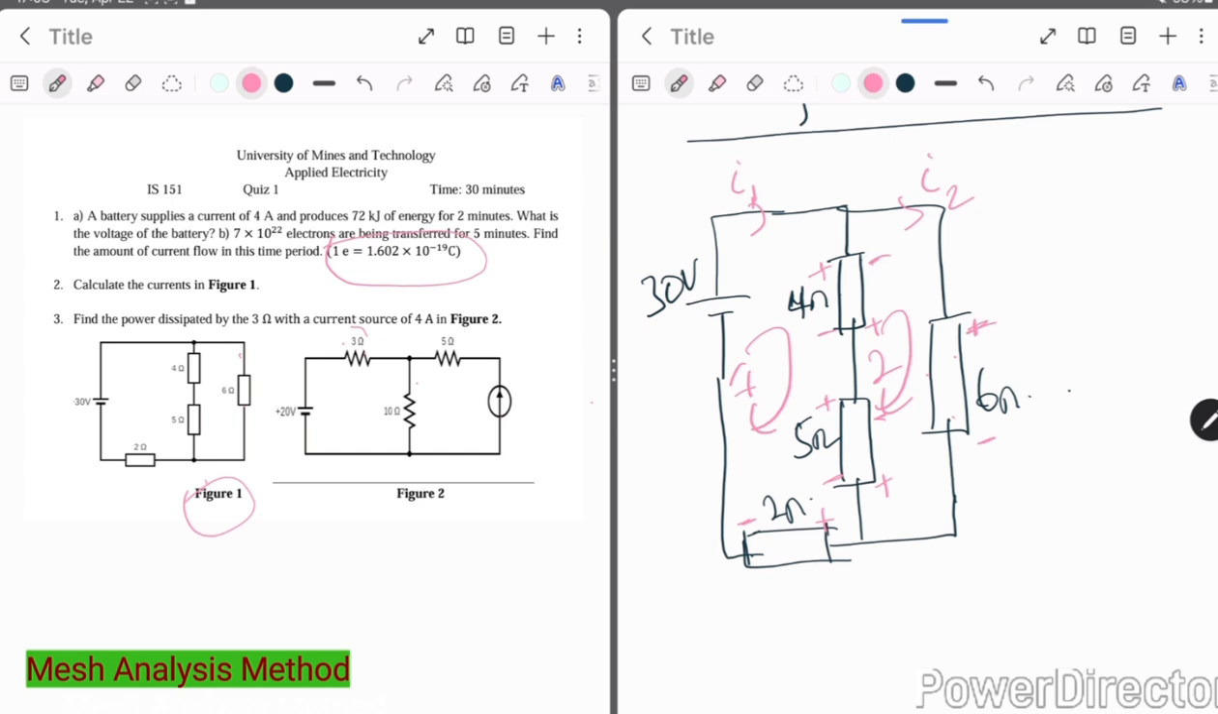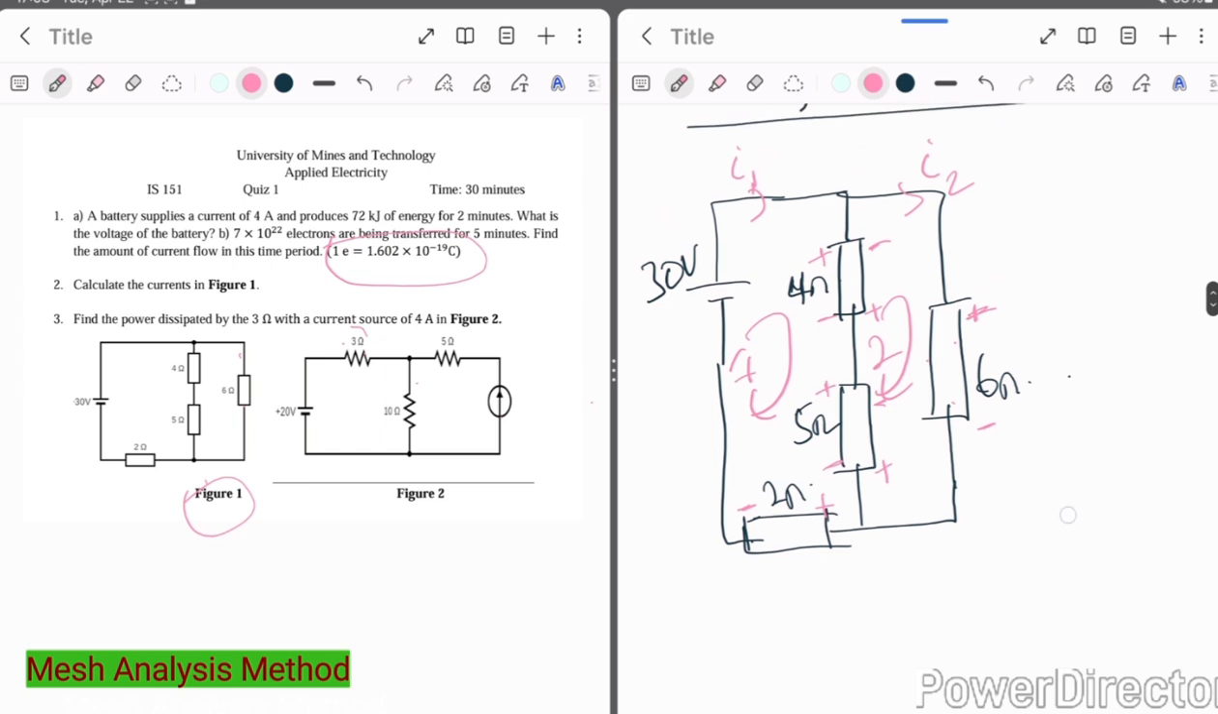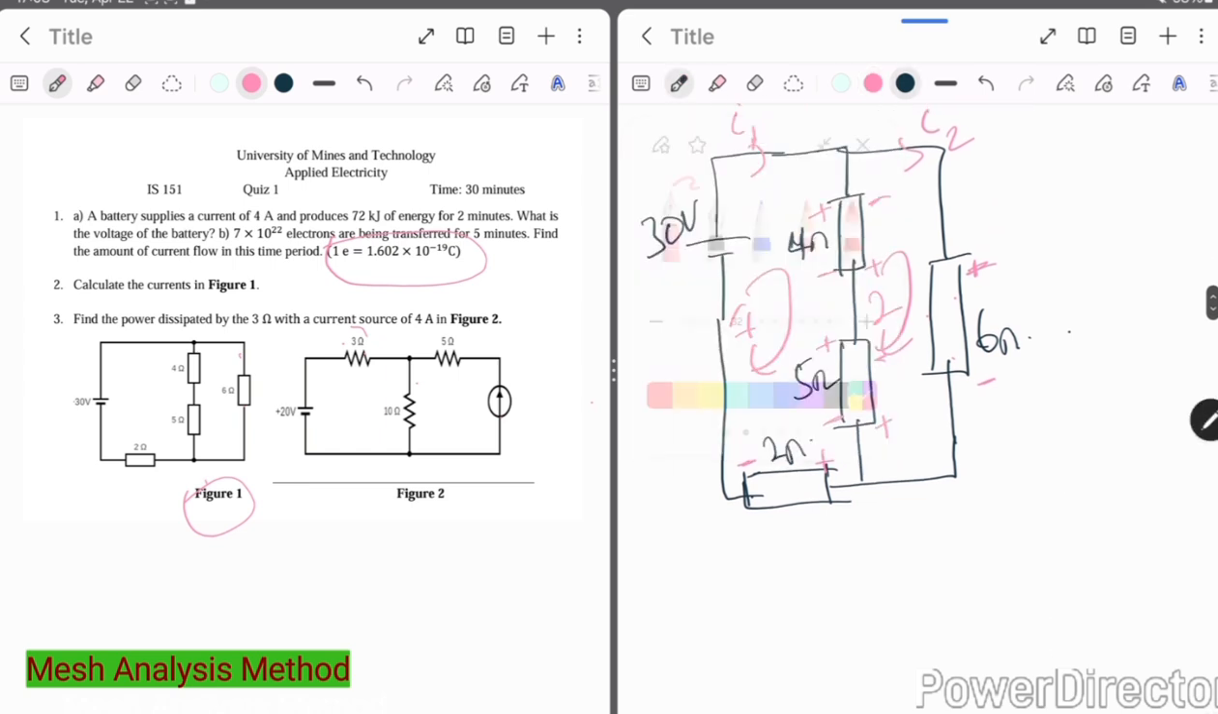So now that we've done this, the next thing is to apply Kirchhoff's voltage law to loop 1. We are going to be moving clockwise like this. The law says that the algebraic sum of voltages in a closed loop is 0. So if we do the algebraic sum of the voltages in loop 1, we should get 0. So here I have minus plus. I have here minus plus, that is right.